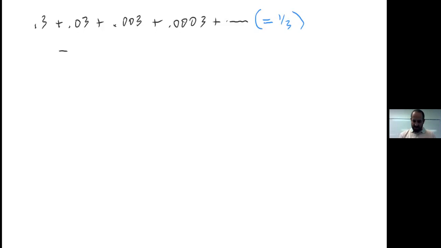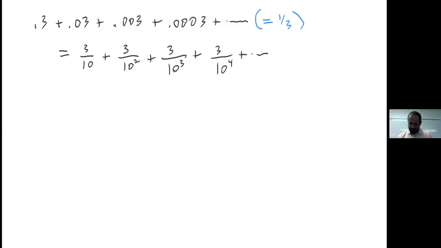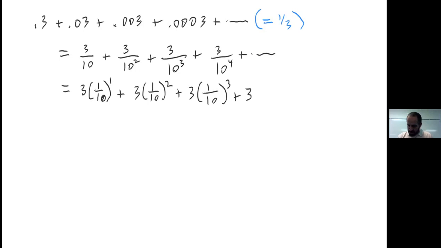Let's write this as fractions. What's the first fraction? 3/10. Let's write that in a different way though. 3/100ths, let's write it as 3 over 10 squared. What's next? 3 over 10 cubed plus 3 over 10 to the 4th plus etc. Now let me write this in a slightly different way. I'll write this as 3 times a 10th to the first power, plus 3 times a 10th to the second power, plus 3 times a 10th to the third power, plus 3 times a 10th to the fourth power, plus etc.